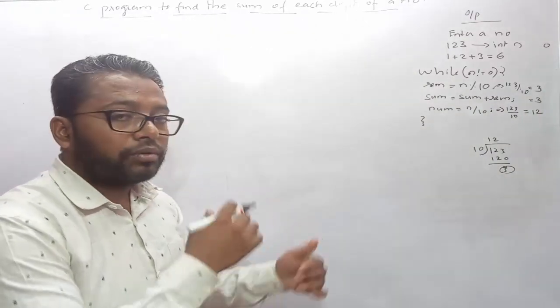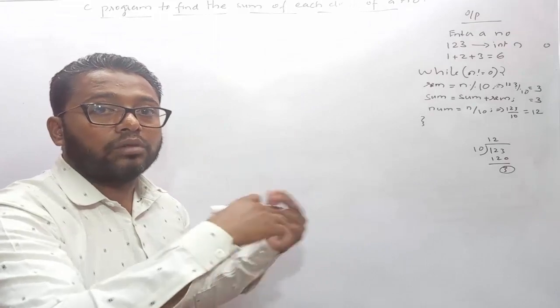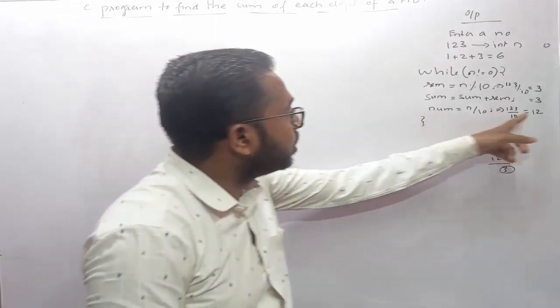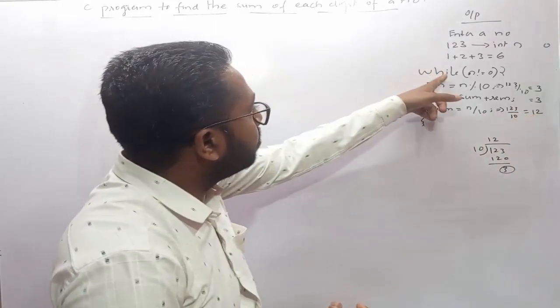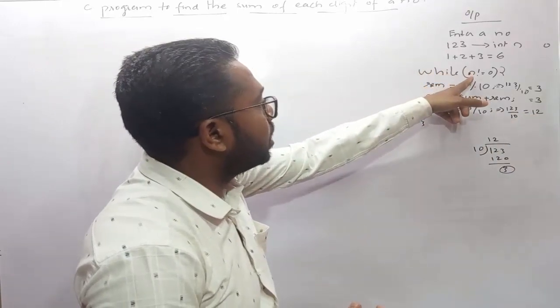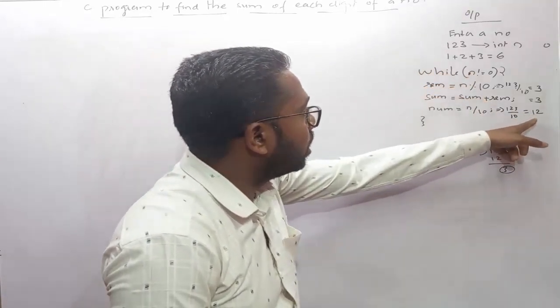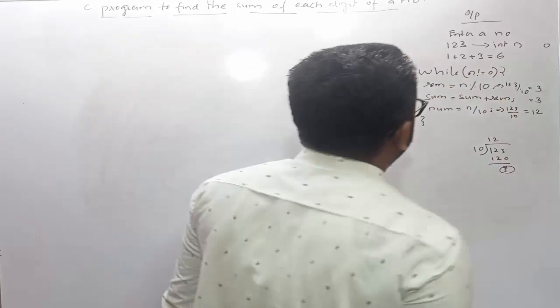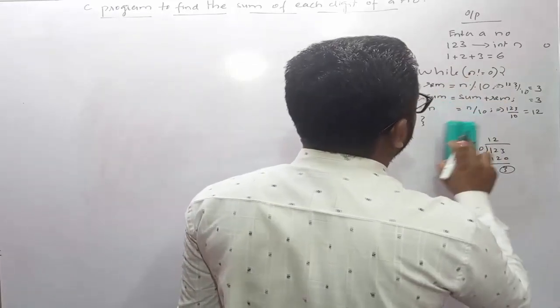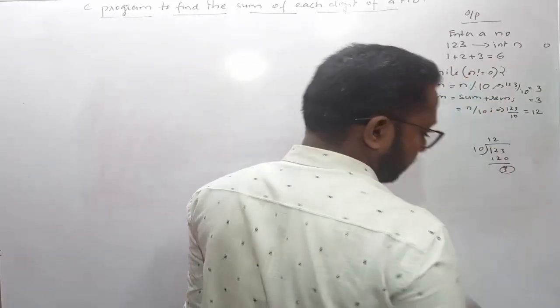Now I need to perform the same task one more time. Now the n value becomes 12. Again the control will come to this while loop to check whether the value of n, which is 12, is not equal to 0. I can use n only. Okay, n, yes.